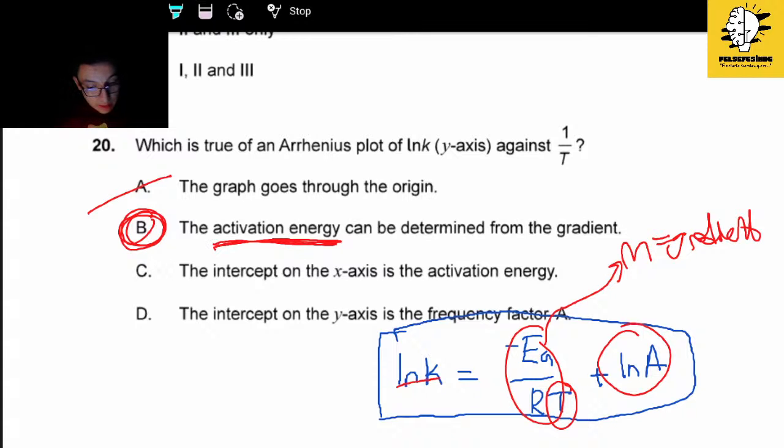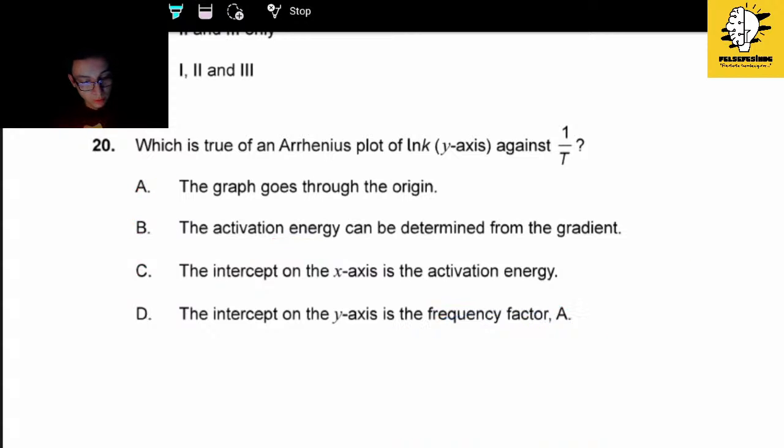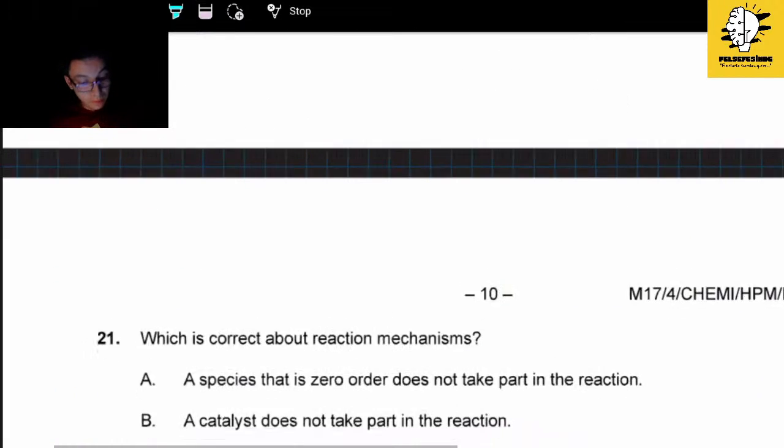So C, the intercept on the x-axis is the activation energy. No, because we have to put 0, but then we will also have the problem of ln A once again. We have ln A here. The intercept on the y-axis is the frequency factor A. No, this is also wrong because we again put 0 and we do not find the answer given in D. So our answer has to be B. Good question for commenting about the formula. Good use of the formula booklet will bring a lot of benefits for you.